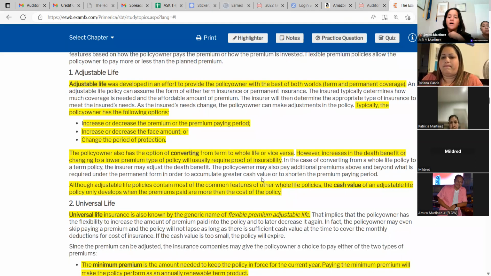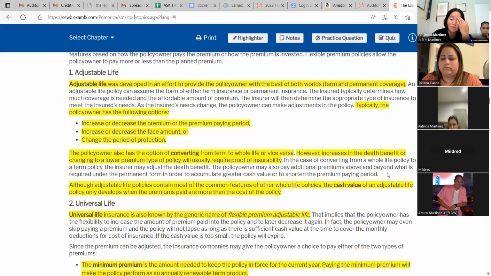The policy owner also has the option of converting from term to whole life or vice versa. However, increases in the death benefit or changing to a lower premium type of policy will usually require proof of insurability. In case of converting from a whole life policy to a term policy, the insurer may adjust the death benefit. The policy owner may also pay additional premiums above and beyond what is required under the permanent form in order to accumulate greater cash value or to shorten the premium paying period.